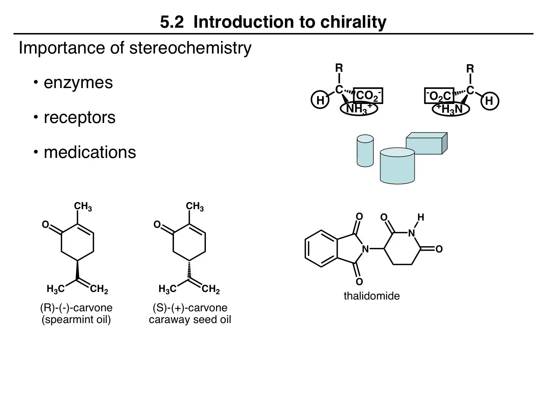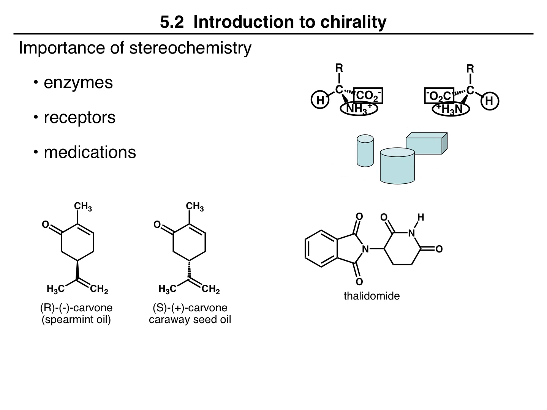Before we get into the details of chirality and this important type of stereochemistry, I want to take some time to convince you of why this is an important topic. I have a few examples, including enzymes, receptors, and medications. Looking over here, we can start out by thinking about enzymes. Enzymes are important biological catalysts. Enzymes will have a very specific active site, and a molecule, which is the substrate, has to bind to that active site. So let's say this schematic represents an enzyme active site.